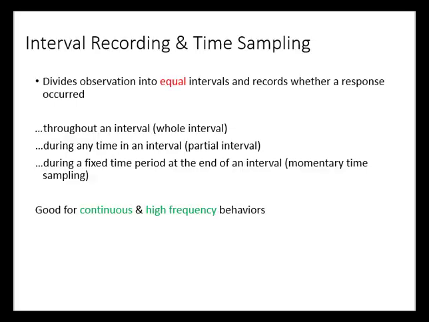Sometimes it is sufficient to approximate the actual number of times that a behavior occurs. Interval recording and time sampling make estimates of the occurrence of a behavior by dividing an observation session into discrete intervals and then recording whether a response occurs throughout an interval, whole interval, during any point during that interval, partial interval, or during a fixed time period at the end of an interval, momentary time sampling. Such approaches allow you to record continuous and high-frequency behaviors. I'll talk about each of these separately.